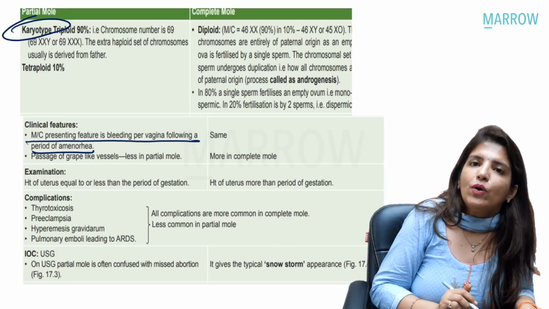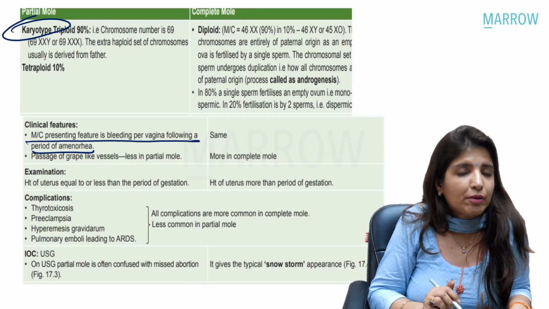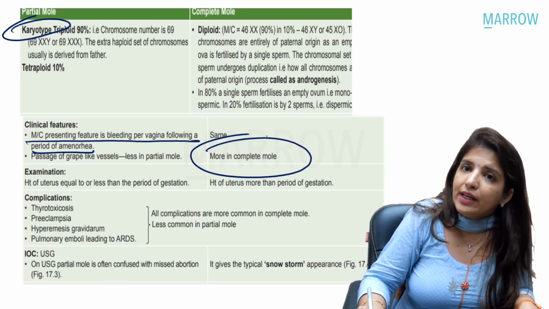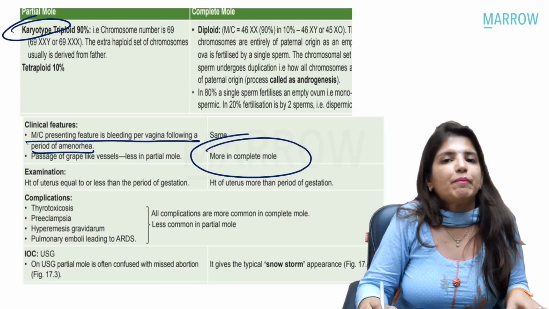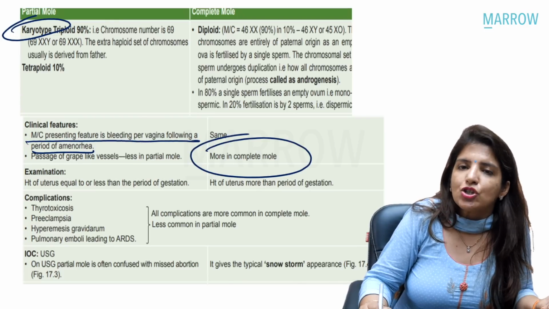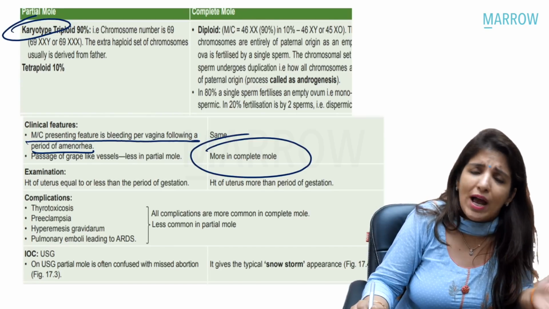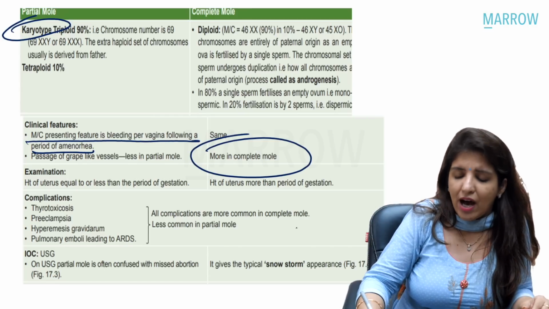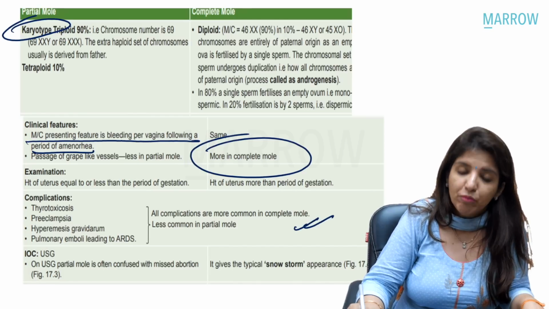Right? Then when you do a per abdominal examination, the height of the uterus will be more than the period of gestation, and this is more commonly seen in a complete mole. In case of partial mole, the height of the uterus may be equal, it may be less, or it may be more than the period of gestation. All the complications which I was talking about, PIH, thyroid storm, hyperemesis gravidarum, theca lutein cyst, all these are more commonly seen in complete mole in comparison to a partial mole.